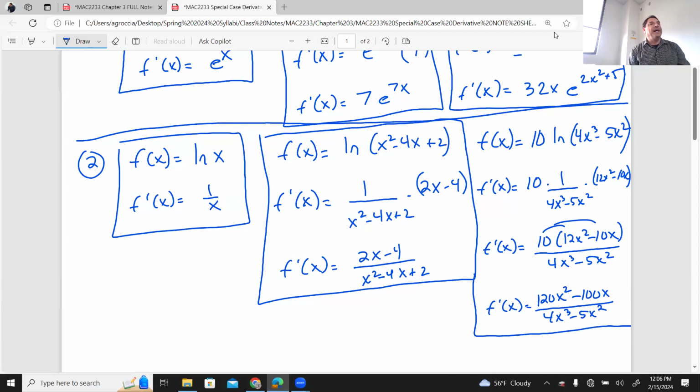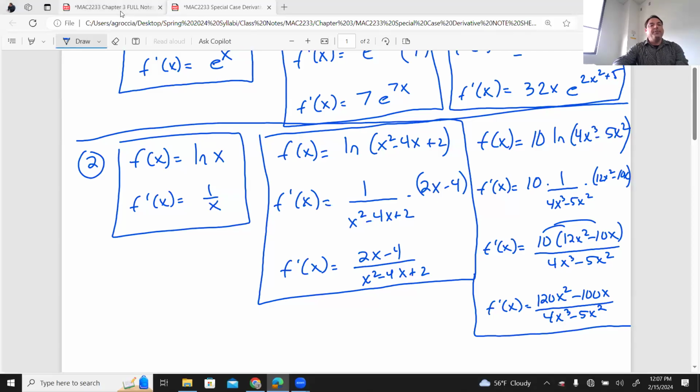The main idea is how to take the derivative of an ln. Number in front stays in front. 1 over the original times the derivative of whatever you're taking the ln of. And then, believe it or not, what's going to be the hard part later is simplifying.